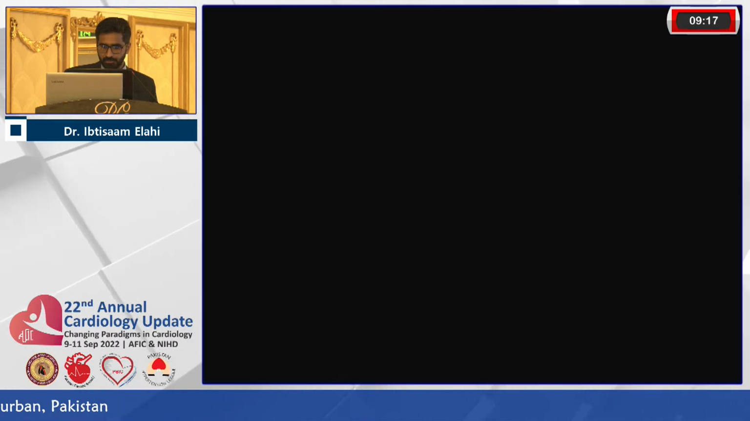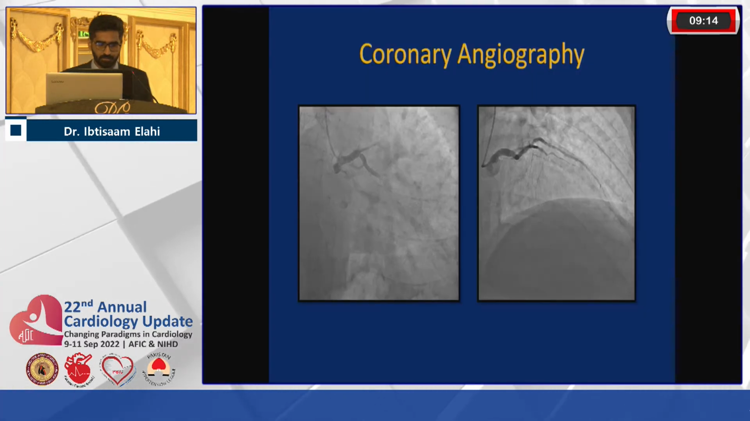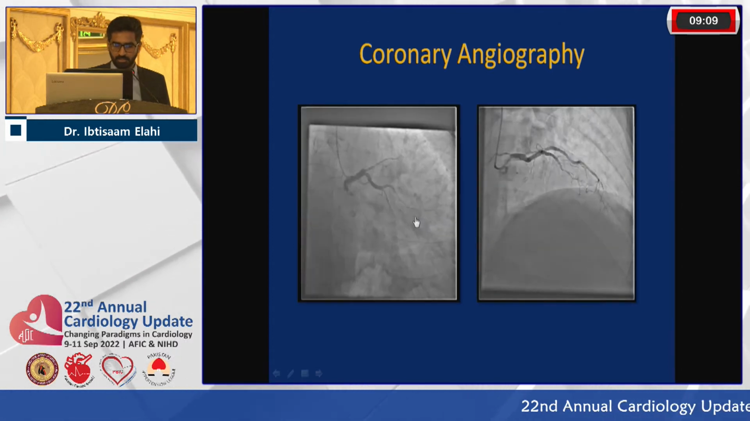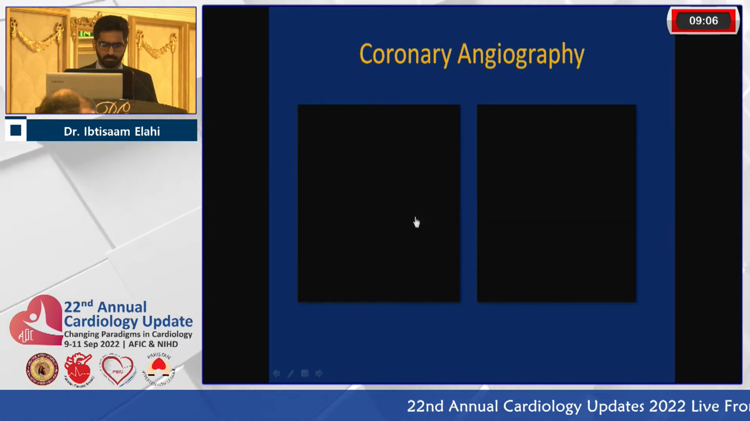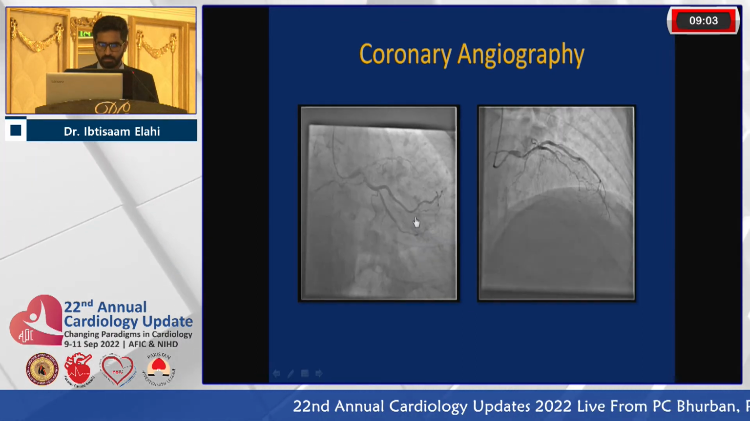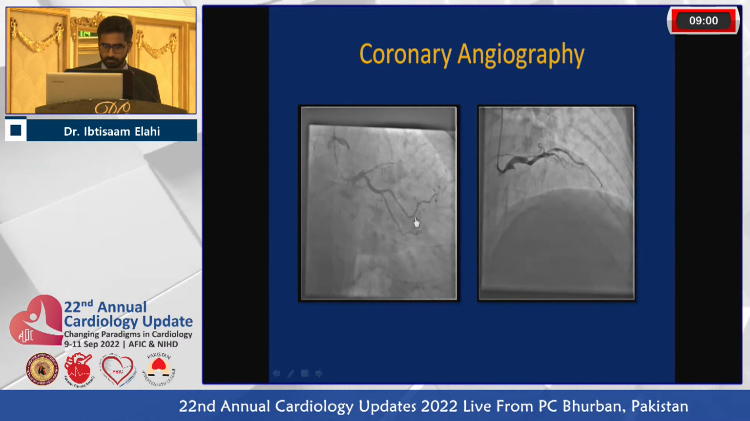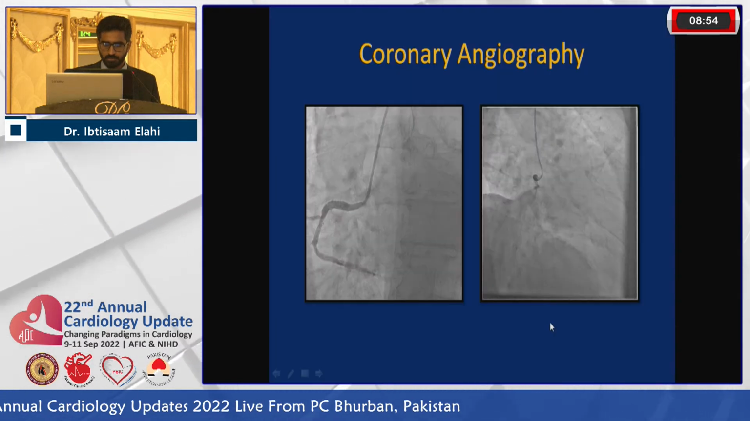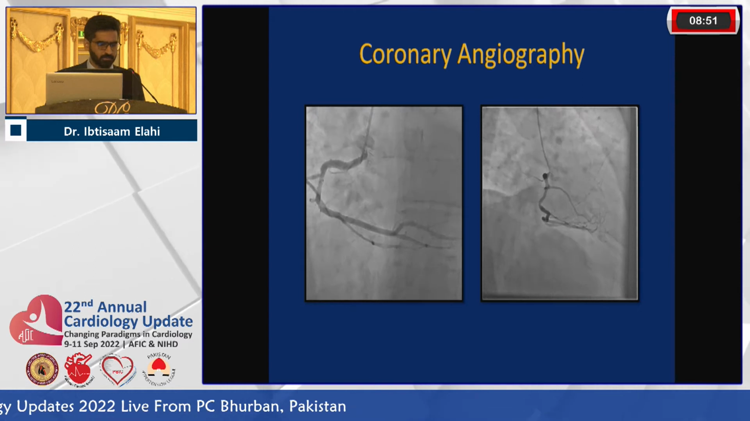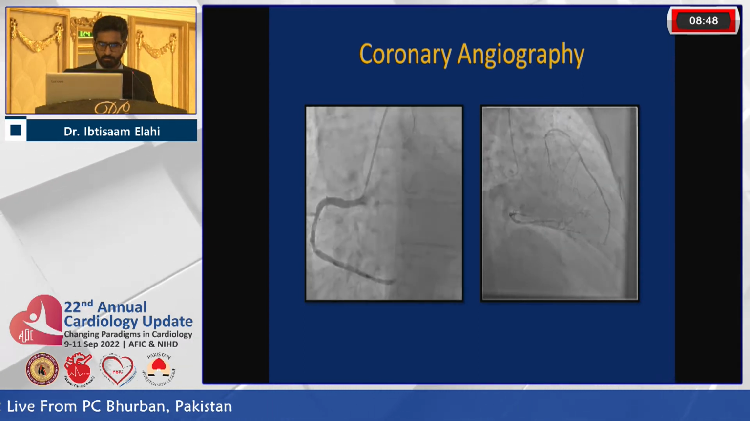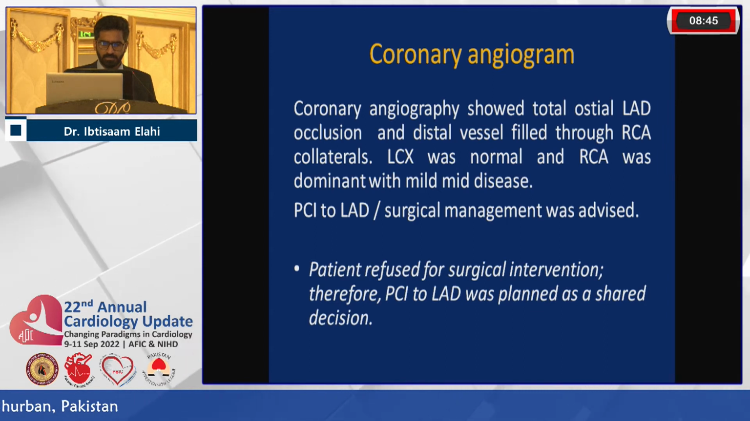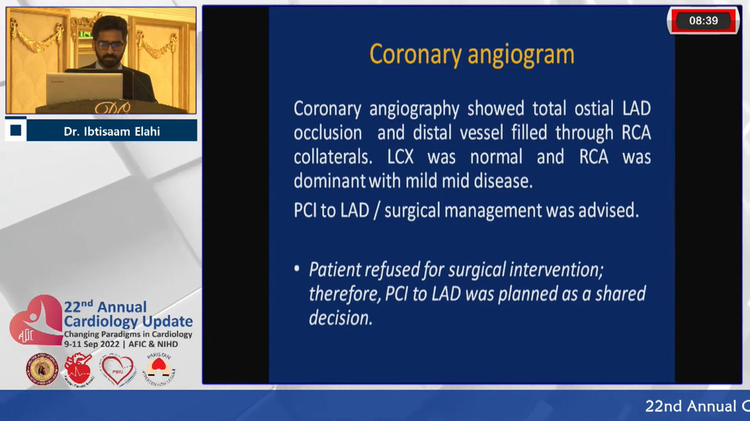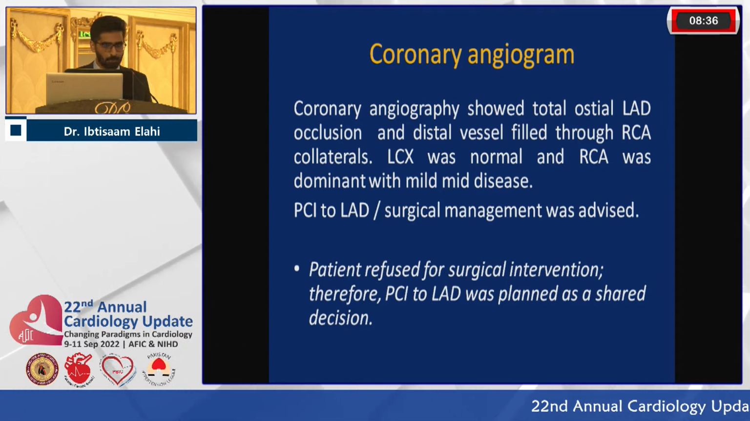This is the coronary angiogram which is done in the cath lab, which shows total ostial LAD and normal LMS with normal bifurcation. This is the view of RCA which shows mild mid disease and is dominant. Coronary angiography shows total ostial LAD occlusion and distal vessel filled retrogradely by RCA collaterals. LCx was normal and RCA was dominant with mild mid disease.